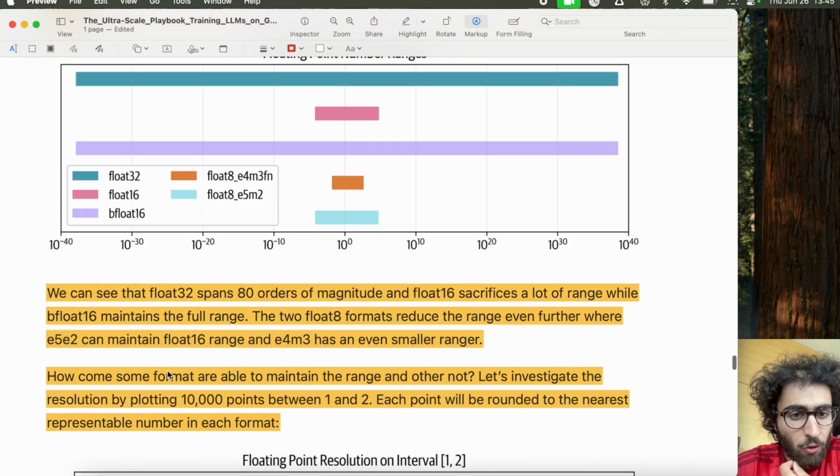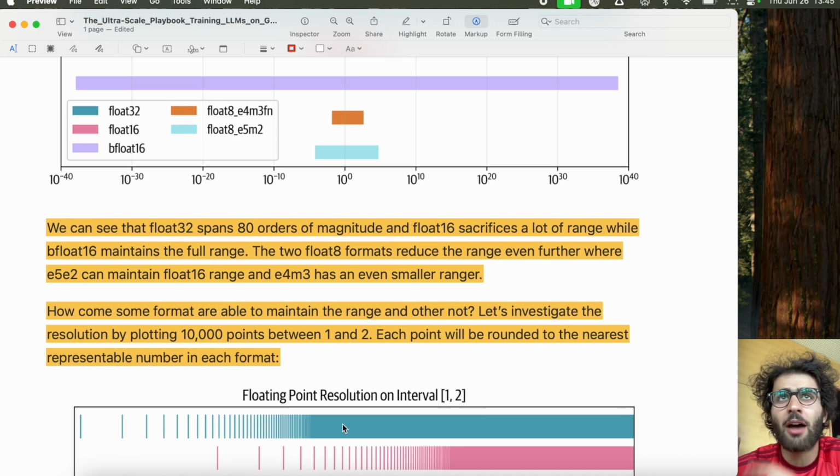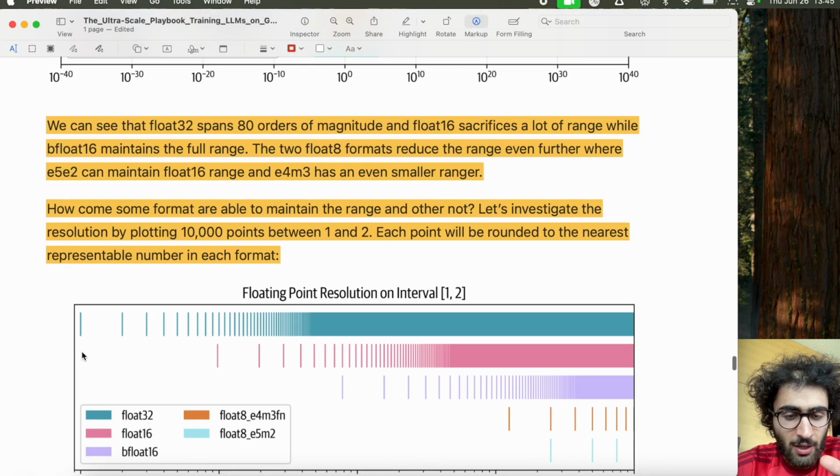So how come some formats are able to maintain the range and others not? Let's investigate this by looking at the other side of the trade-off, which is the precision, precisely plotting 10,000 points between 1 and 2. So this graph is split up into 10,000 lines. Each of these lines is like 1/10,000th of the range 1 to 2.